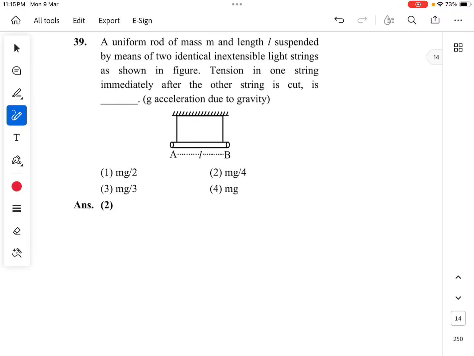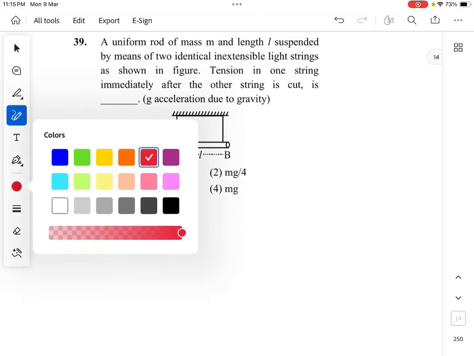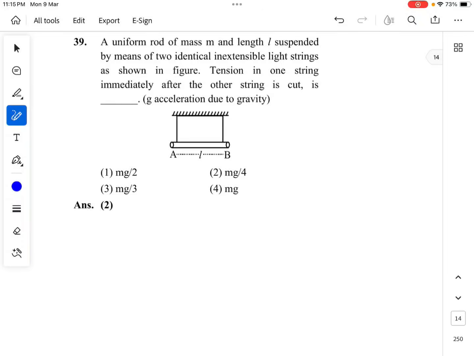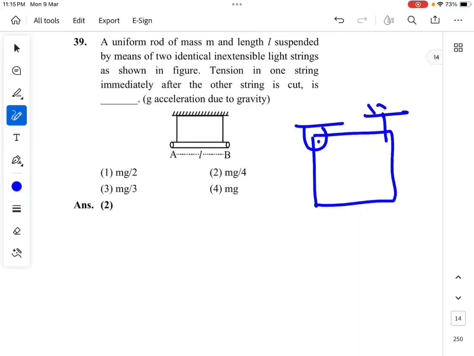This question is a very easy question. In the class, we have done much better problems than this. In the class, we have done a square plate hinged at this point and hanging with a thread like this. And when this thread is cut, what would be the acceleration of the center of mass? What are the hinge reactions? And what if you stand at the center of mass and do the problem? What if you stand at this corner and do the problem? All those things we have done in the class, and this is a very easy problem.